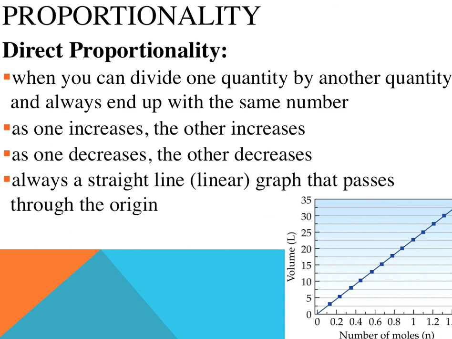Some of the things we think about is being proportional. When you can divide a number by another quantity, you always get the same number, or a constant. When things are directly proportional, as one increases, the other increases, and vice versa. You always get a straight line for the graph. It's linear, and it passes through the origin. Now sometimes we know y equals mx plus b doesn't always pass through the origin, meaning 0, but the origin being your first point.